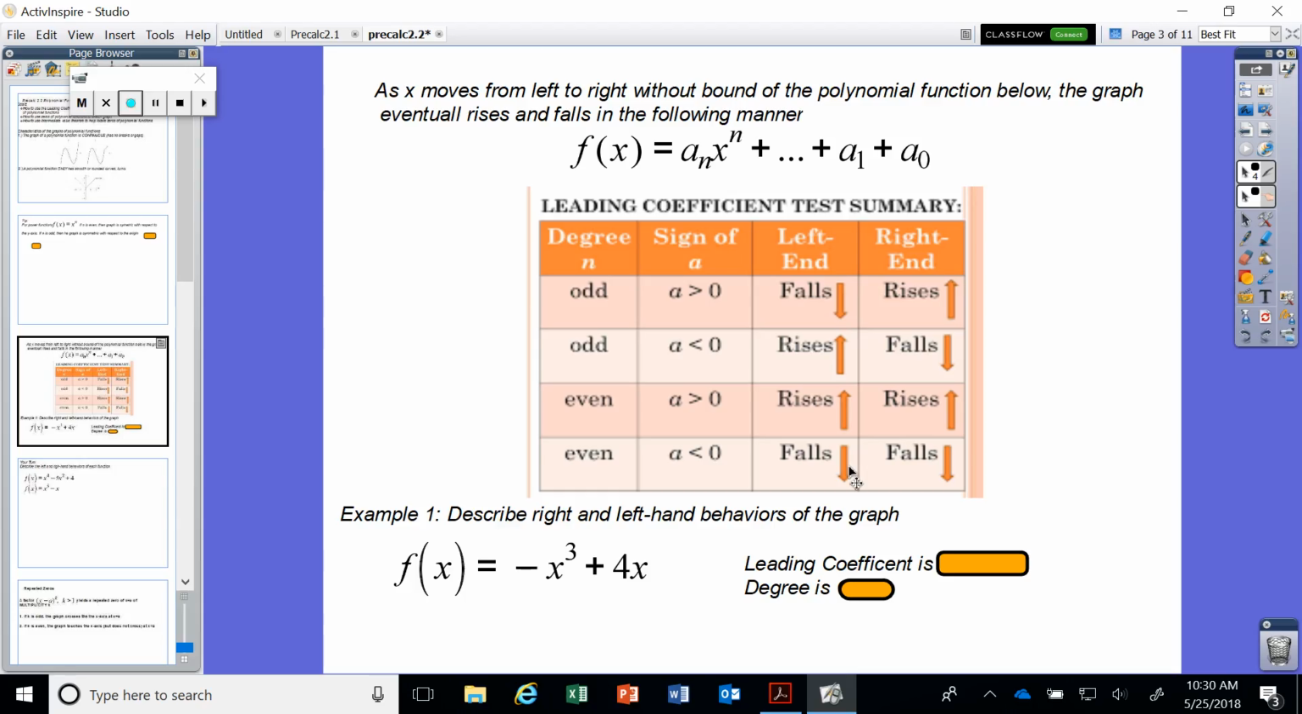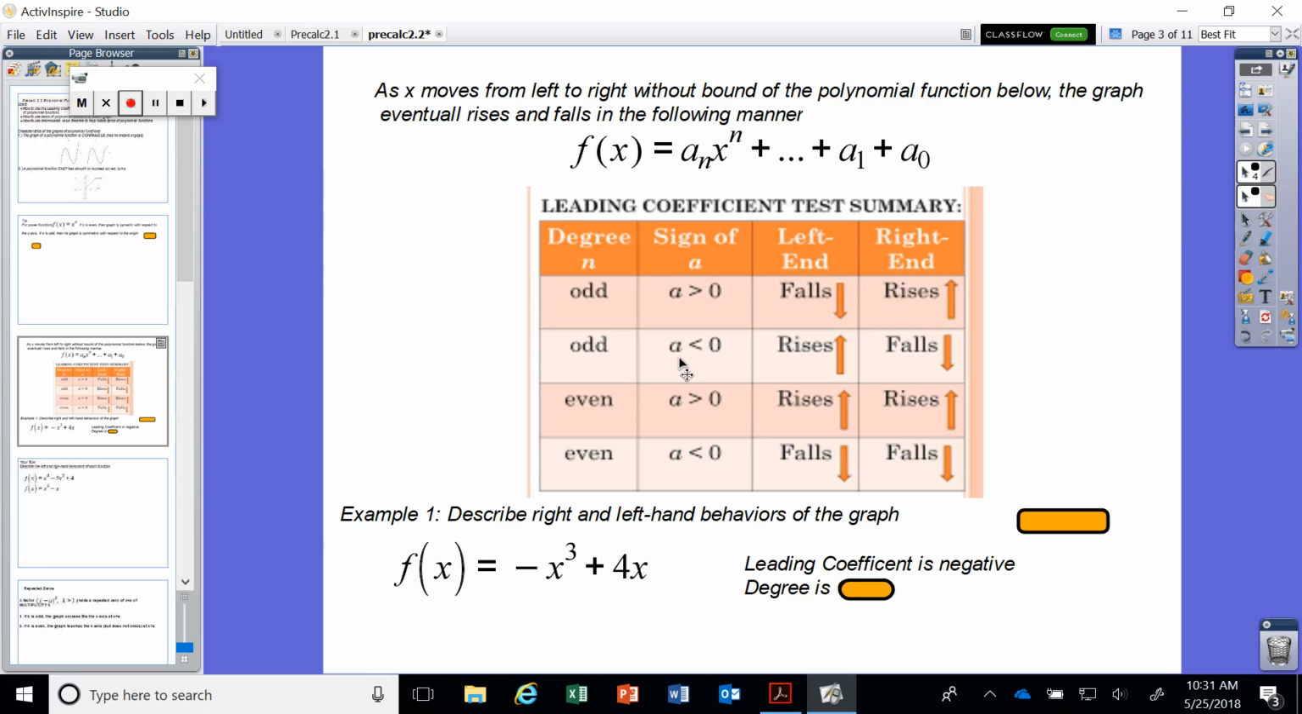So let's look at an example of how we can utilize this to our advantage here. It says describe the right and left hand behaviors. You may also just see it written as the end behaviors. So we analyze first and foremost the leading coefficient. The leading coefficient here is negative. That leading coefficient is negative. So right off the bat, I'm looking: leading coefficient negative.